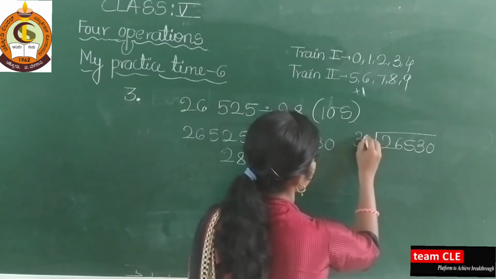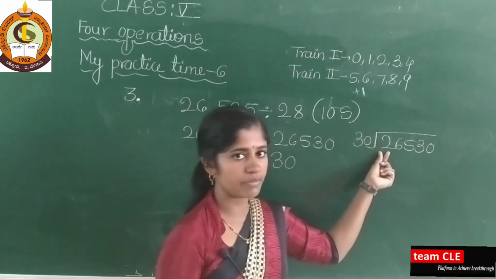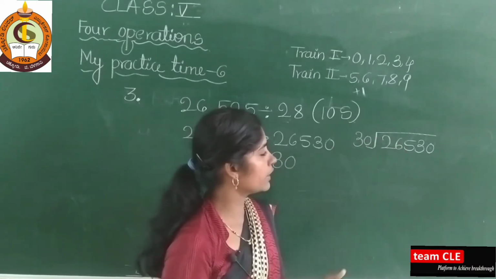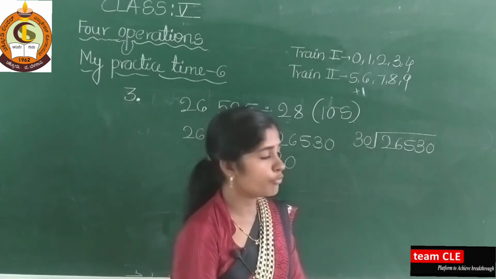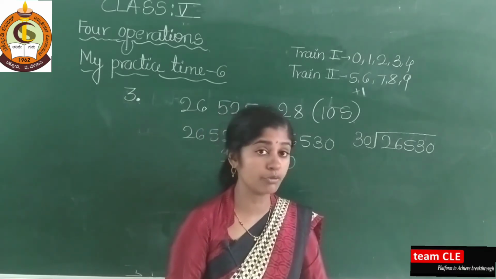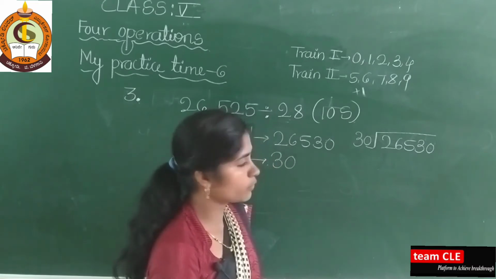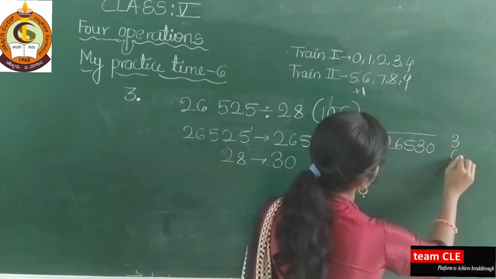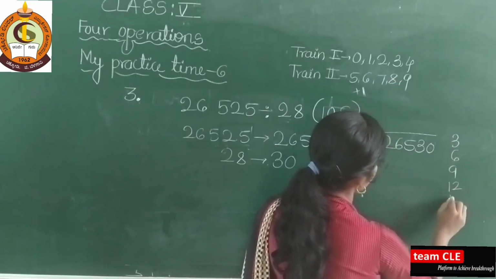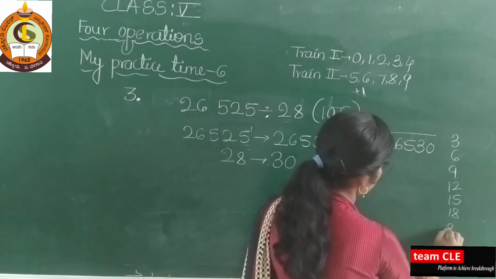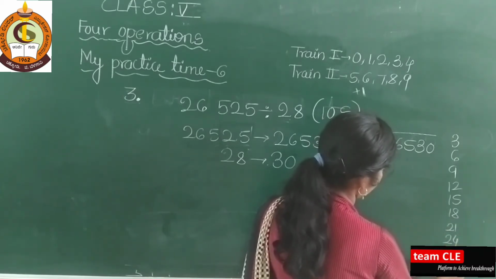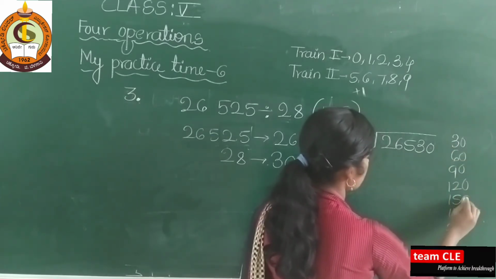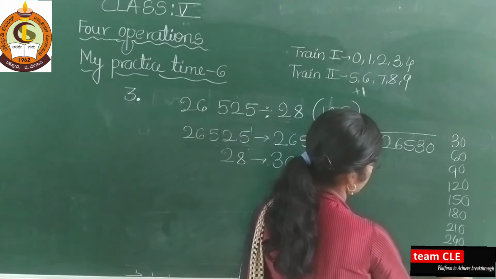26,530 divided by 30. So here 2, if I take the first 2, that is less than 30; 26 is also less than 30, so I will take 265. If you know the 3 ones table, then you can write the 30 ones table easily. So let us write that. 3 ones are 3, 3 twos are 6, 3 threes are 9, 3 fours are 12, 15, 3 sixes are 18, 3 sevens are 21, 3 eights are 24, 3 nines are 27, 3 tens are 30. So add this 0 and you will get the 30s table.